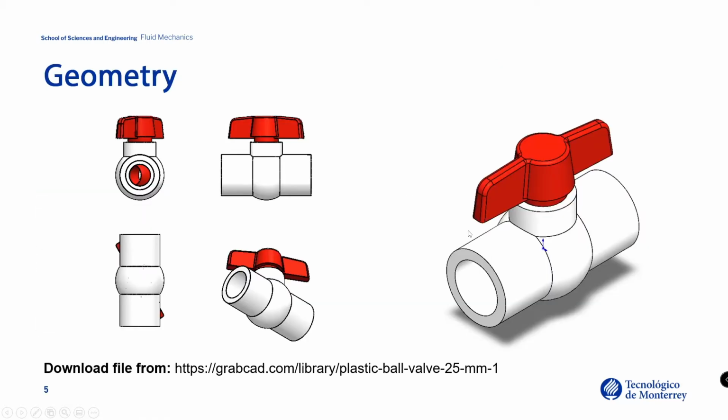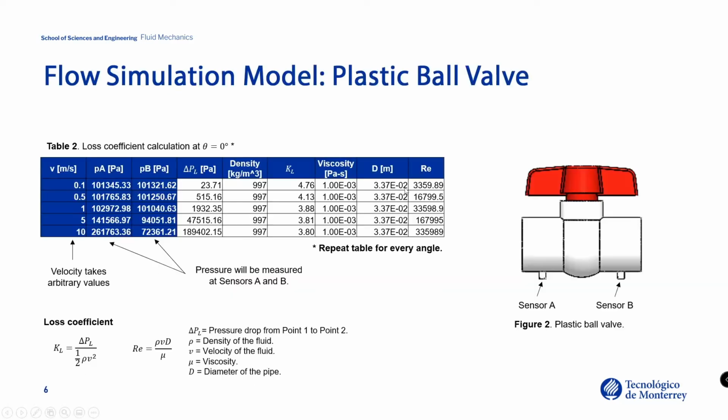The geometry we're going to use is an assembly in SolidWorks, and you can retrieve it from a repository online. You can follow this link to download this geometry. This geometry doesn't have the sensor or the pressure tabs, but we can generate them using SolidWorks. In this case, we're going to name them sensor A and sensor B, and we're going to retrieve the pressure on this surface, both on sensor A and sensor B.